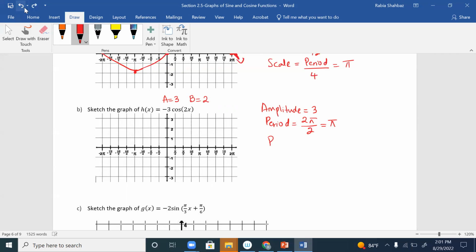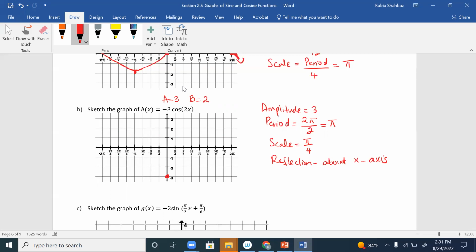We're going to write down our scale, which is the period divided by 4. So in this case, it's pi over 4. No phase shift, no vertical shift, but there is a reflection about the x-axis. Now, how we show reflection for the cosine is that it's going to start from the minimum instead of the maximum. So at 0 it is going to be -3. There's no phase shift, so at 0 it's at the minimum point.